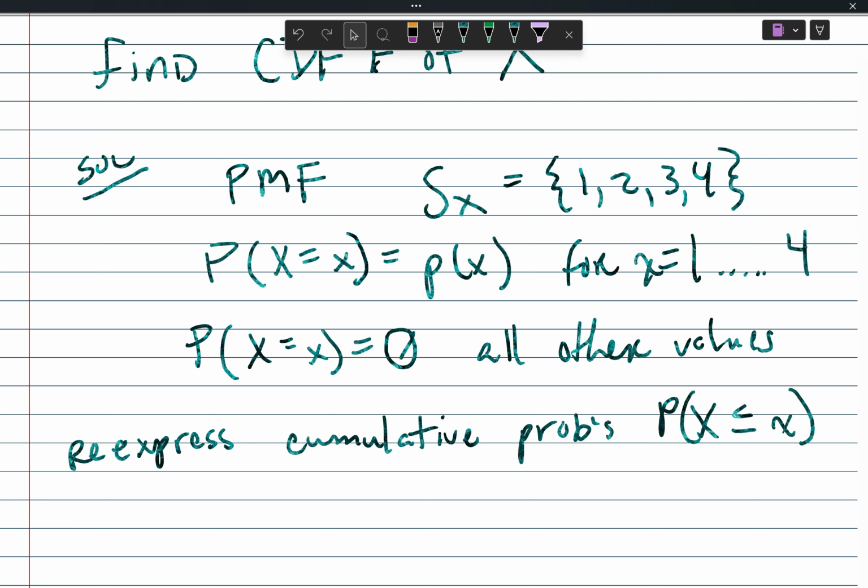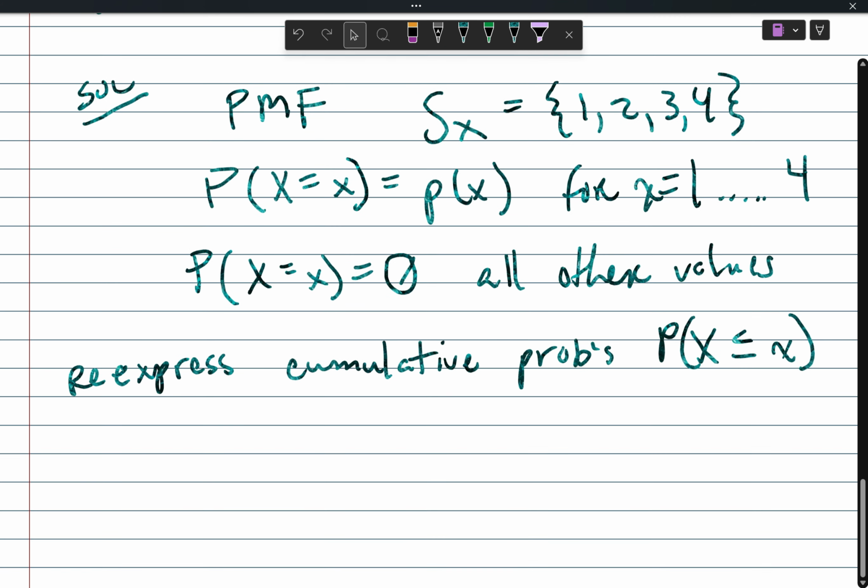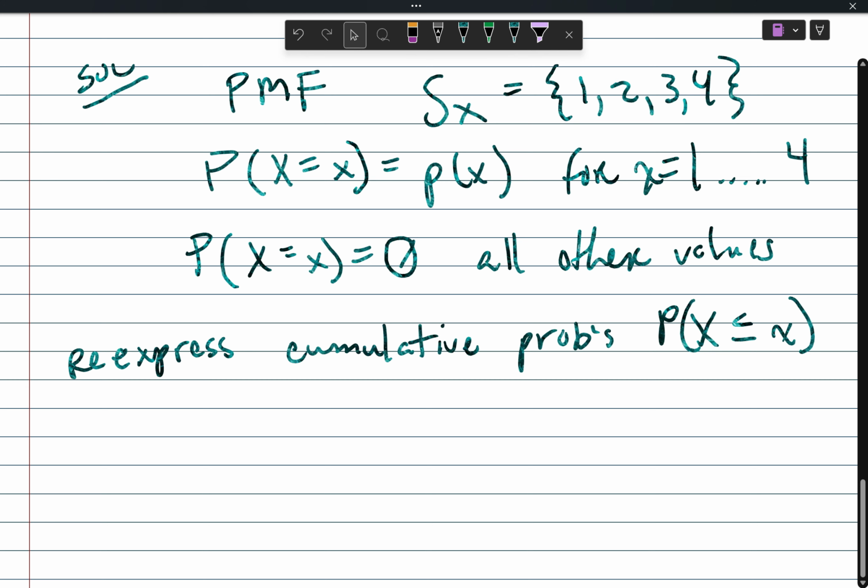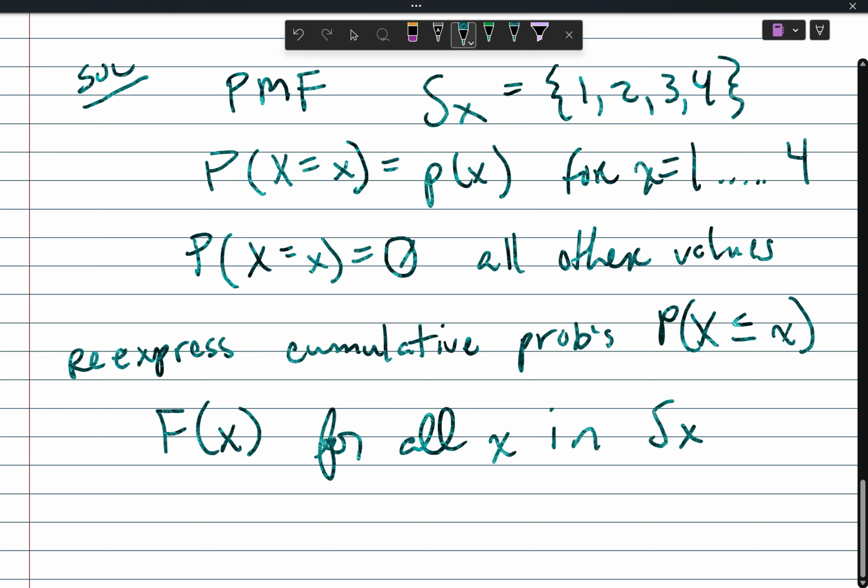All right, so using now the additive property of probability, the probability of the union of disjoint events equals the sum of their probabilities, and the probability mass function of X, we can compute F(x) for all x in S_X. We can do that. All right, so let's go ahead and take a look.